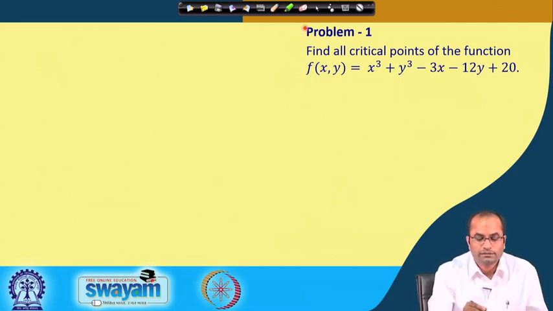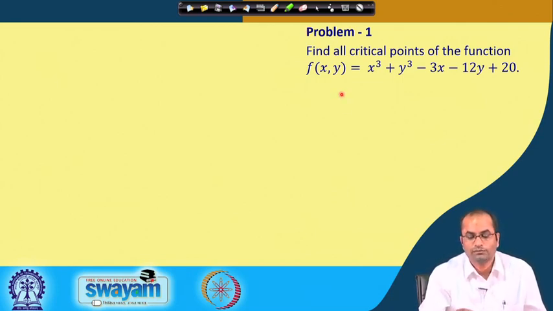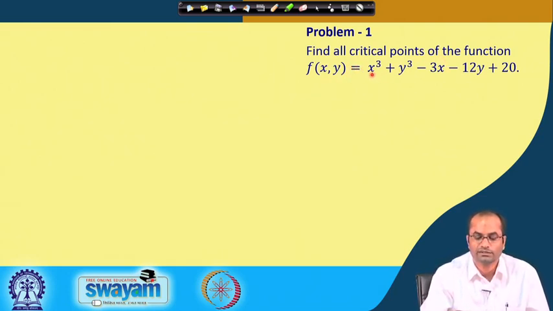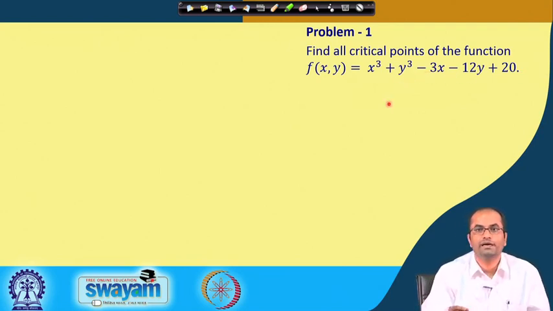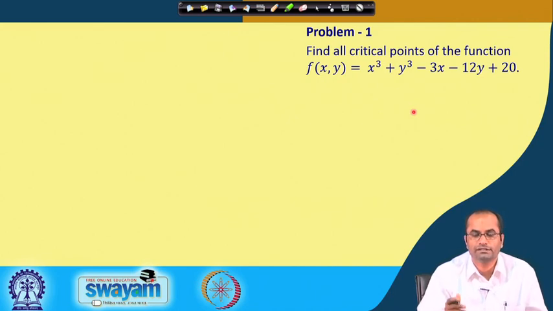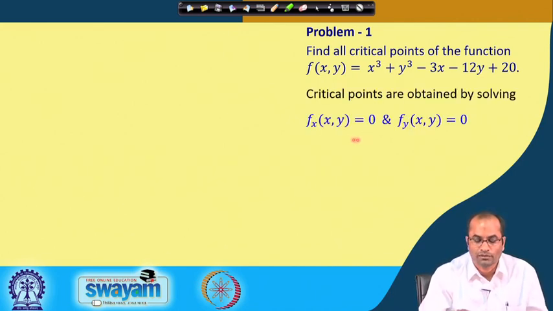Now, let us go through problem number 1. Here we will find all the critical points of the function f(x, y) = x^3 + y^3 - 3x - 12y + 20. To find the critical points, we have to compute the partial derivatives with respect to x and with respect to y and set them equal to 0, and out of these two conditions we will find how many points satisfy f_x = 0 and f_y = 0.